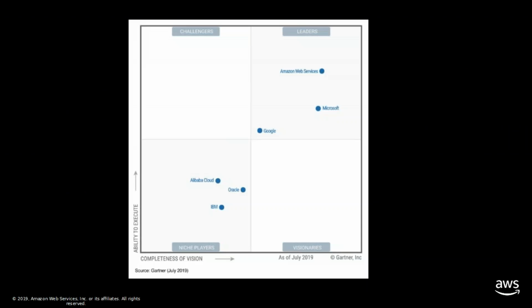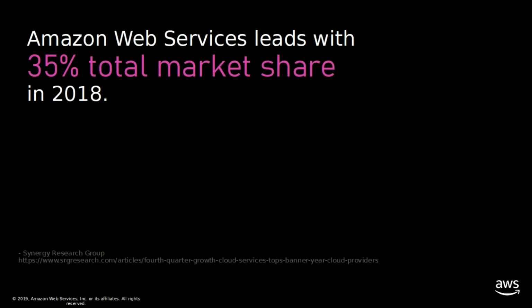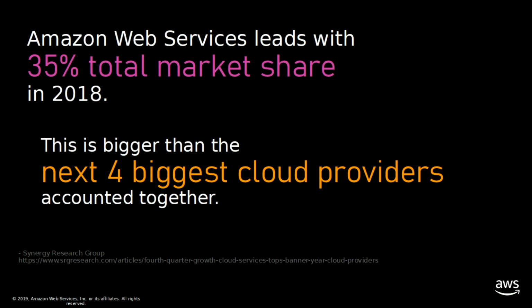This is based on Gartner's Magic Quadrant, taken last July 2019. As we can see here, Amazon is in the leader quadrant and is first. Second is Microsoft and Google. Amazon Web Services leads with 35% of total market share in 2018, and this is bigger than the next four biggest cloud providers accounted together.